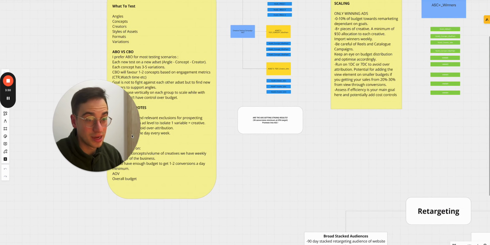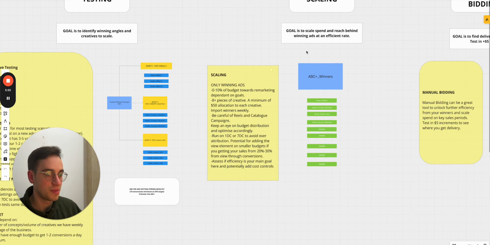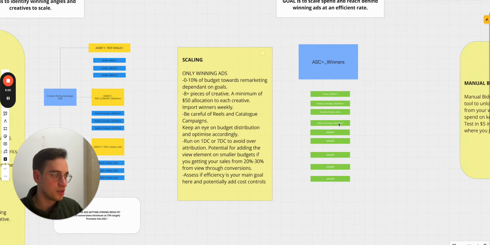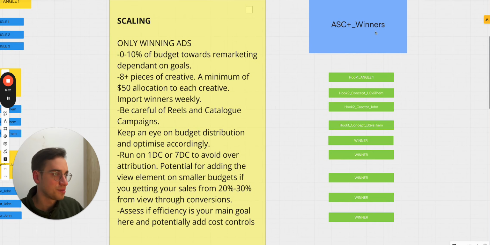creative. So when you find a winning ad, and by winning ad I mean something that has at least 10 conversions minimum at CPA target, I promote it into an AC plus campaign. So this is what scaling looks like. The goal here is to scale spend and expand the reach behind winning ads and winning elements at an efficient rate always. Now, this will look something like this. We'll have all the winners here and just put them into an AC plus campaign.